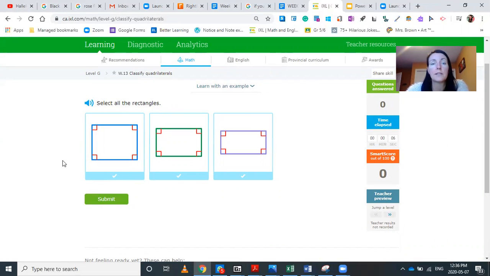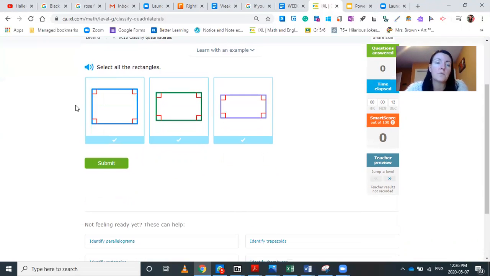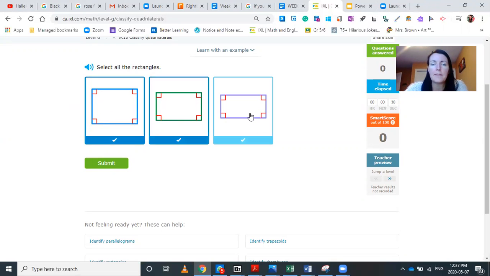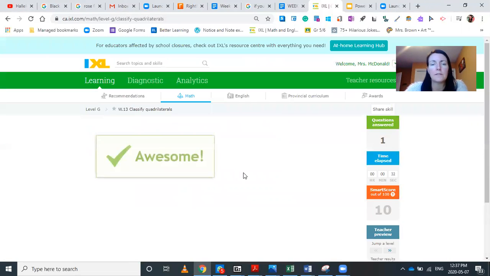All right, so here it will give you some options, and you select however many you feel are part of the question. Here, for this first one, we've got to select all of the rectangles. So again, rectangles, we need a four-sided figure. Opposite sides need to be parallel, two pairs of parallel sides, and it needs to have four right angles. Now, these little squares in the corner tell us that we've got right angles. I think all of them are rectangles.